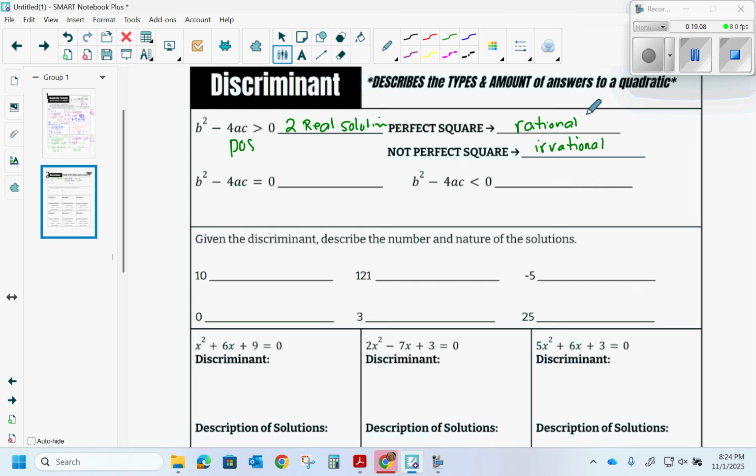If the discriminant is equal to 0 when you calculate it, there is only one solution. It's one real solution. The way I remember that is the word "one" has a 0 in it. That's how I remembered that when I first learned this. And when the discriminant is negative, less than 0, there are two imaginary solutions.